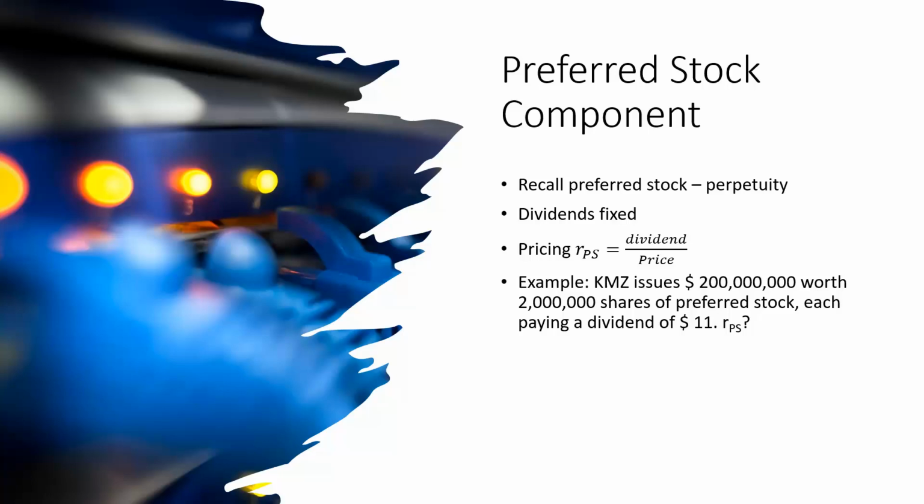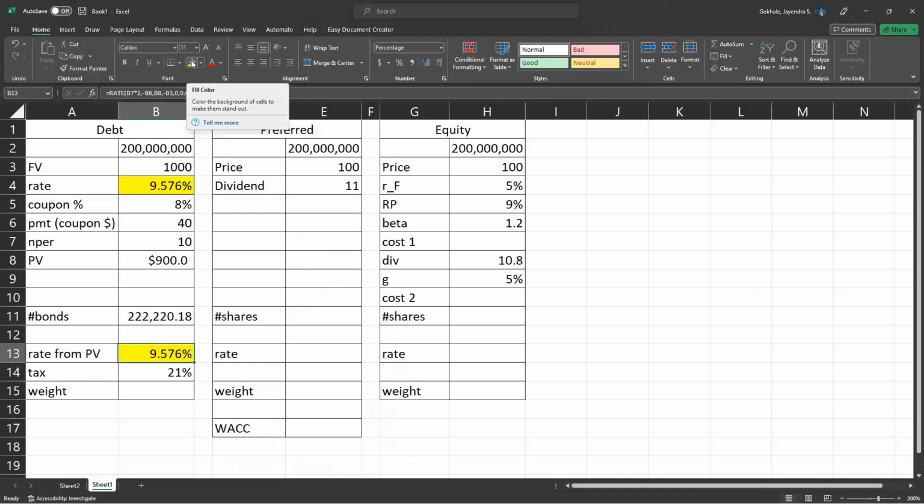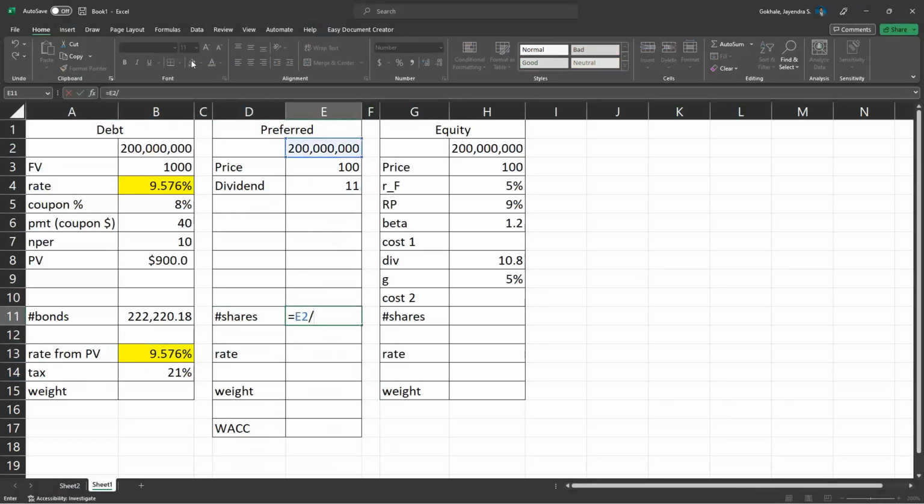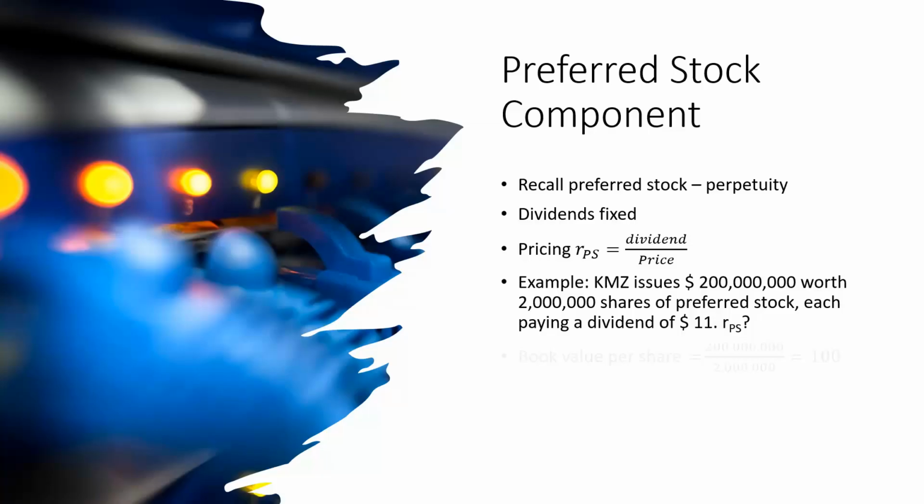What is the rate of return on preferred stock? Going back to Excel. So first of all, the number of shares is the total issue divided by the face value or the price that it was initially issued at. That's 2 million shares. That's a lot of shares. And the rate is the dividend divided by the price of each share. That's the rate. So 11%. And it's fairly straightforward. So the book value is $100 and the rate is 11%. That is preferred stock. Now let's move to equity.